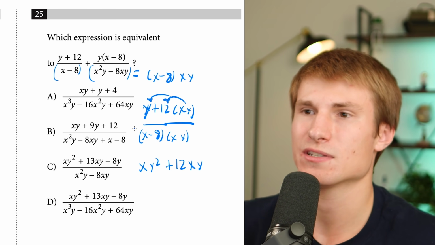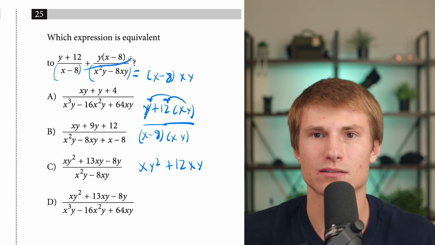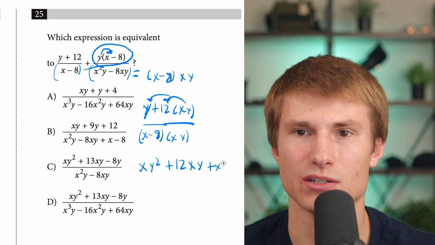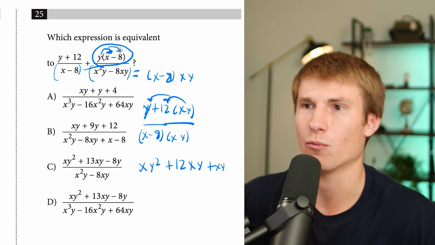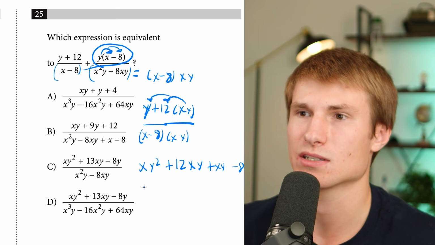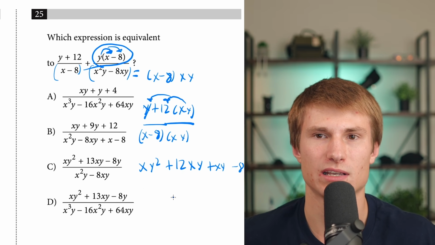Okay, and since we have the same denominators here, we can go ahead and add this y times x minus 8. Well, we know that y times x is going to give us another yx, so plus another xy, and then we'll also have a y times minus 8, which will give us a minus 8y. Okay, and keep in mind that this is still all over that denominator of x minus 8 times xy.